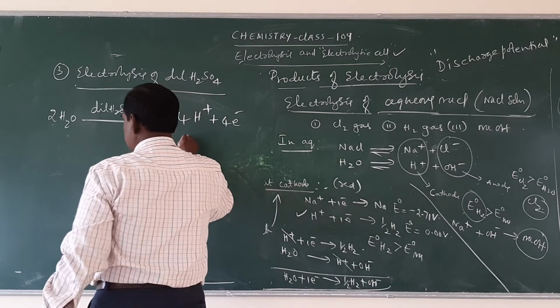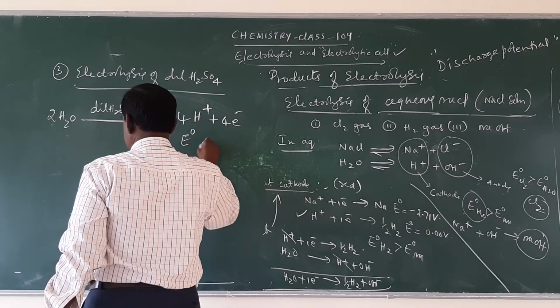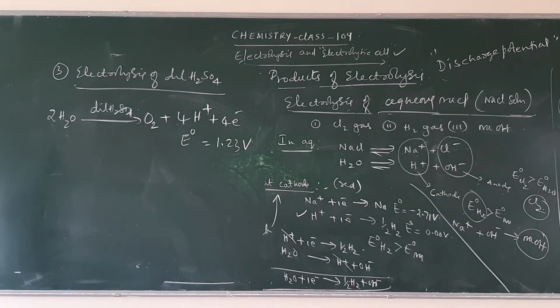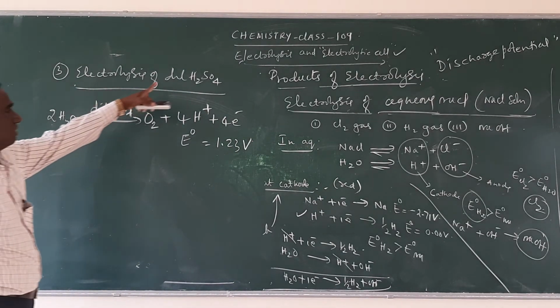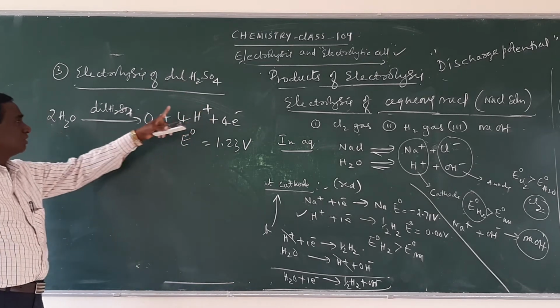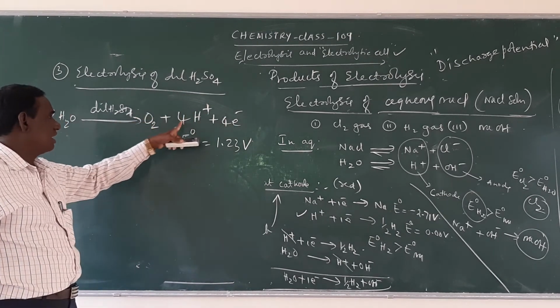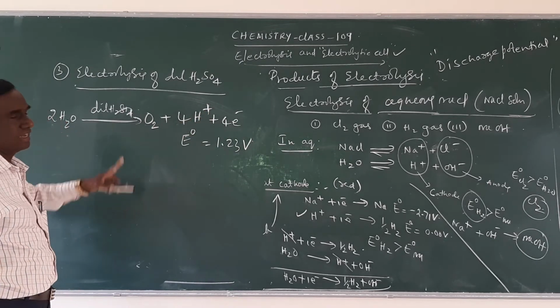E naught of this is 1.23 volts. So this is how we can write the electrolysis of dilute sulfuric acid. What are the products? Oxygen gas is liberated at the anode and hydrogen at the cathode. You can write like that.